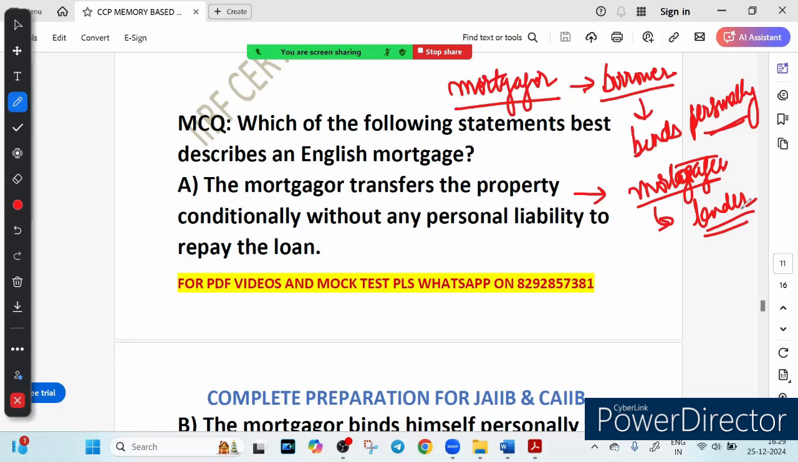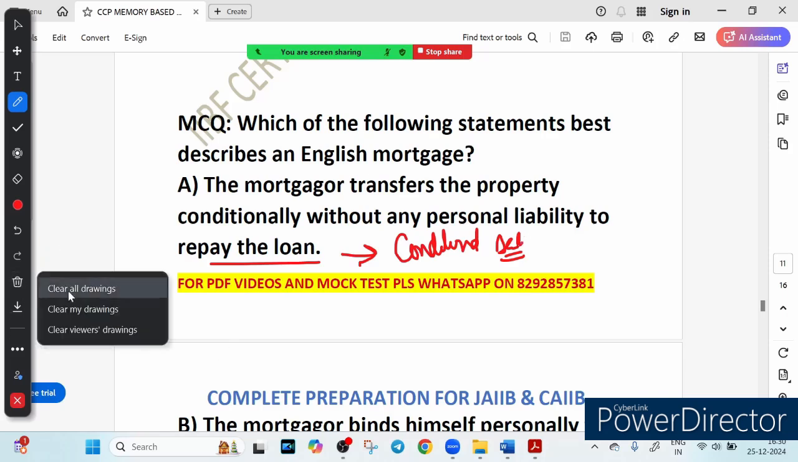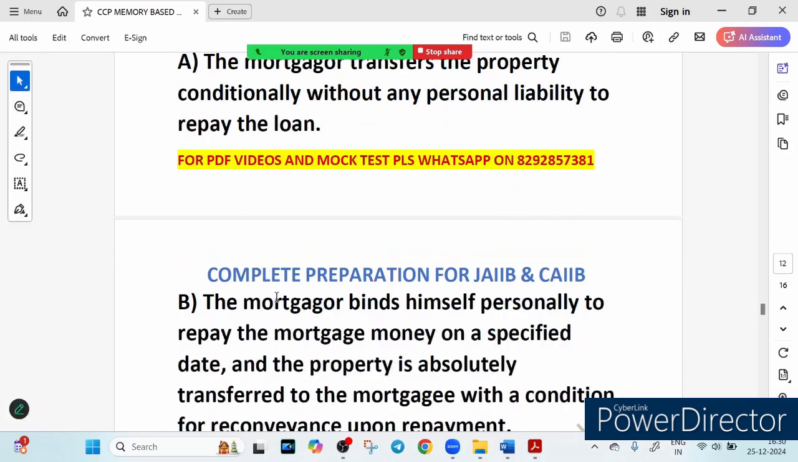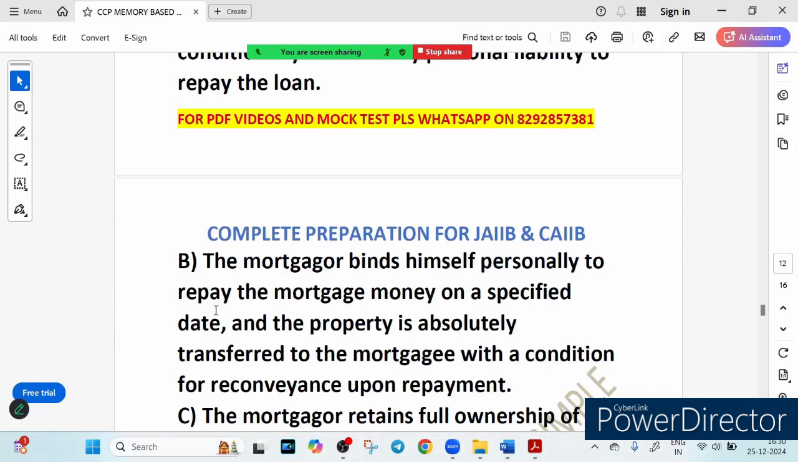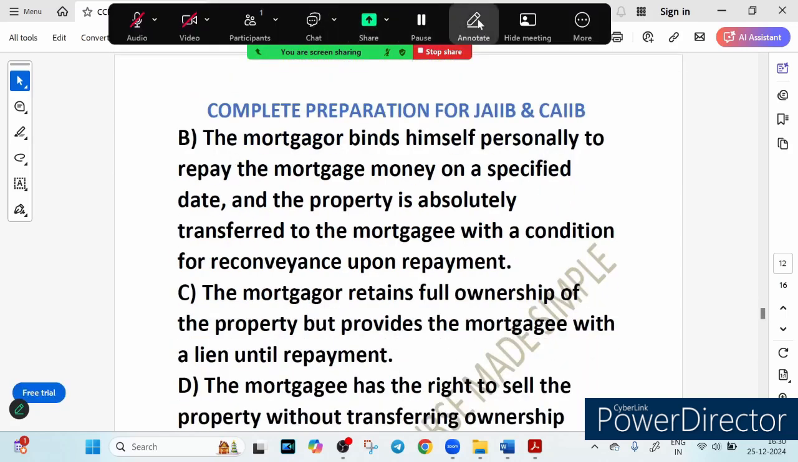So let us go to the options. Option A said that the mortgagor transferred the property conditionally without any personal liability to repay the loan. So this describes a conditional sale, not an English mortgage. In an English mortgage, the mortgagor binds himself personally to repay the loan, right. Option B says that the mortgagor binds himself personally to repay the loan on a specified date, and the property is absolutely transferred to the mortgagee with the condition for reconveyance upon repayment. Yes, correct. This is exactly what an English mortgage is all about.